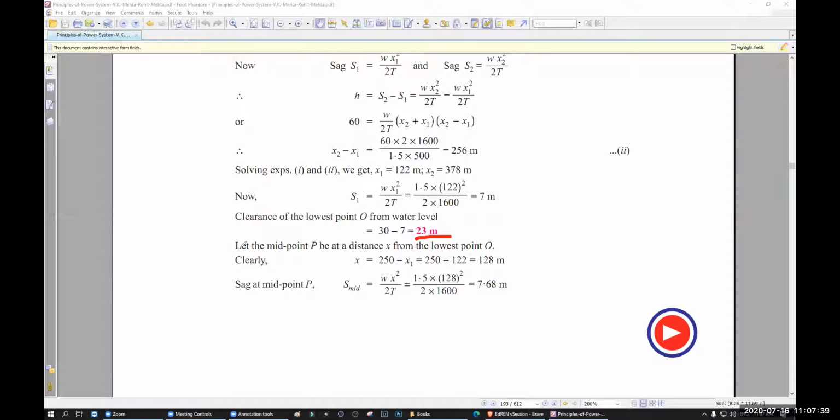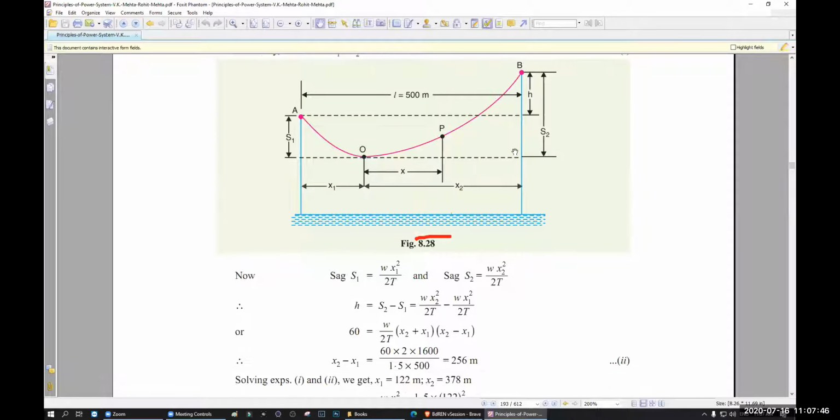Now, what is the clearance at midway? Midway is a bit different. How do we find out? Let's put a point at the middle. Let's consider this is P. Now you have to find out the clearance here, the distance here.